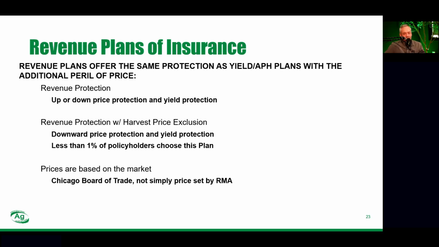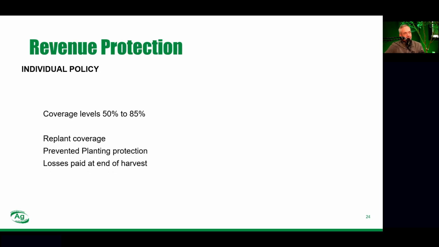All of the revenue plans and the prices we're going to talk about are prices determined from the Chicago Board of Trade, not the prices received by the producer themselves. So for RP, just remember it's off of the board price, off the futures price, not off of the price you've received locally for your crops. Okay, so the revenue protection plan, again, an individual plan, 50 to 85% coverage, does include replant coverage, does include prevent plant, just like our yield protection plan.